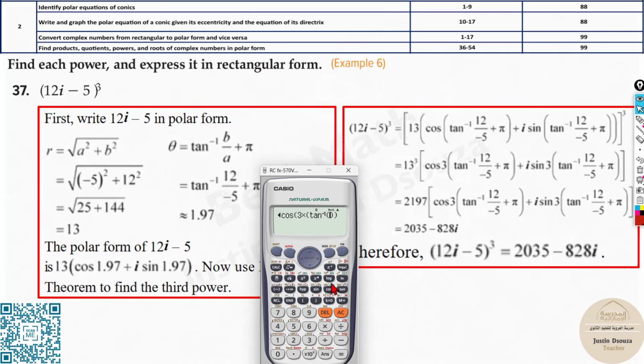that's why, instead of 1.97, I'll put shift tan inverse 12 by minus 5, close the bracket and then add pi and again close the bracket. So that will be equal to, okay, I've made a mistake. See, now the brackets are not closed properly. Maybe okay, I had to write this. Okay, this is closed. This is also closed over here.